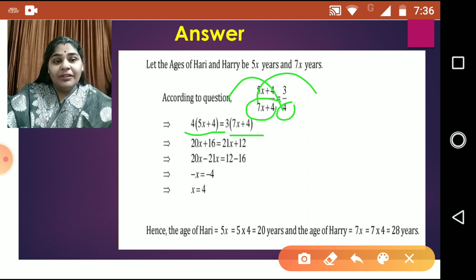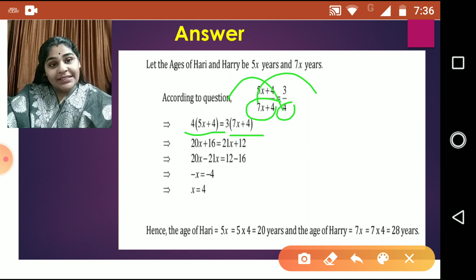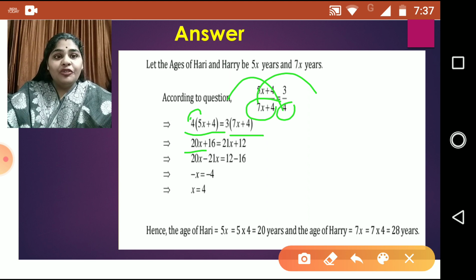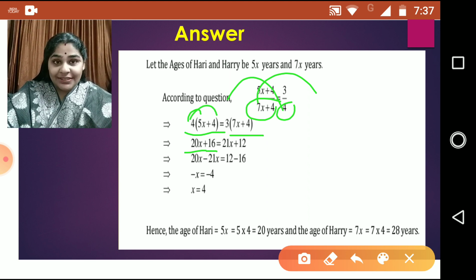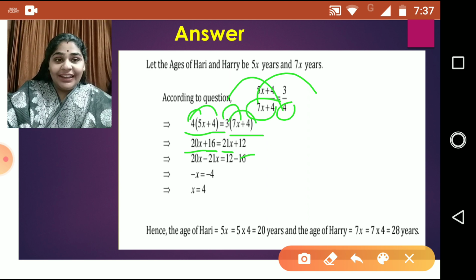Now once we got this step, we can first simplify the bracket, children. That is, whichever number is present outside the bracket, you have to multiply to all the terms present inside. So now let us do it stepwise. 4 into 5x will be 20x. 4 into 4 will be 16, is equal to 3 into 7x will be 21x. 3 into 4 will be 12, right? All are positive, so no need to bother.